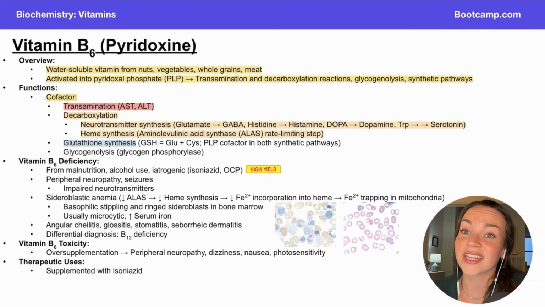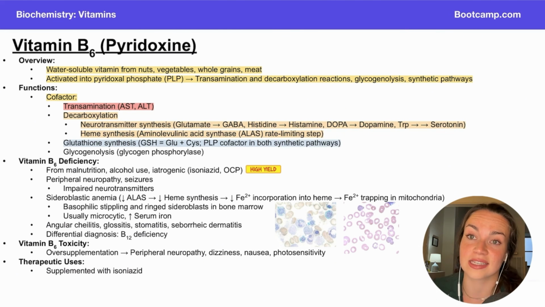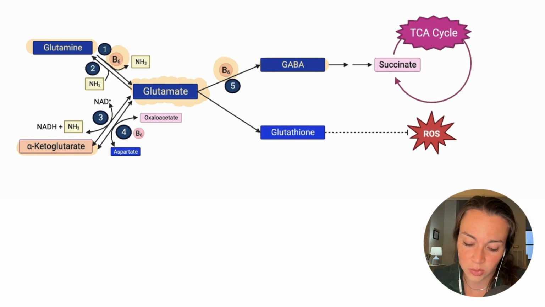We've talked a lot, even within this chapter, let alone this unit, about how important reduced glutathione is in battling oxidative stress in the body. Well, reduced glutathione is made up of glutamate and cysteine, and PLP, that activated form of vitamin B6, is a cofactor in the synthetic pathways of both glutamate and cysteine. We already talked about the synthetic pathway of glutamate. We saw already that vitamin B6 is involved.